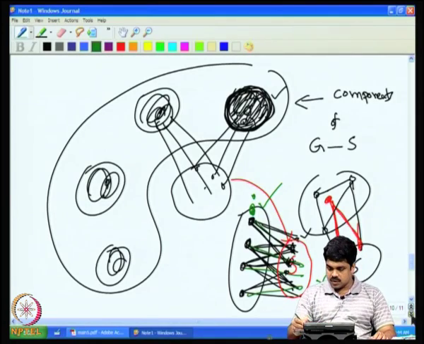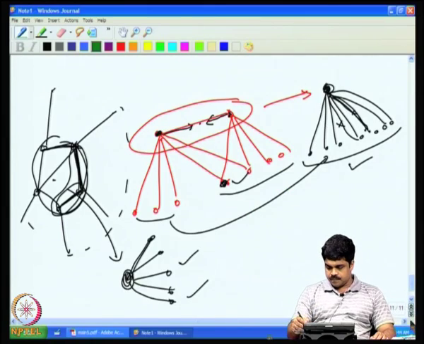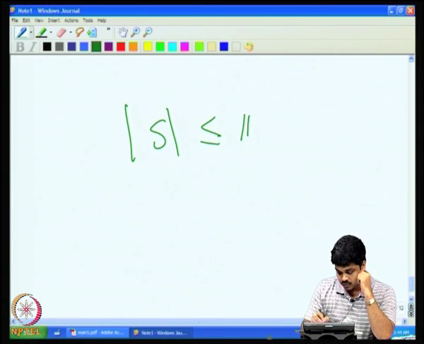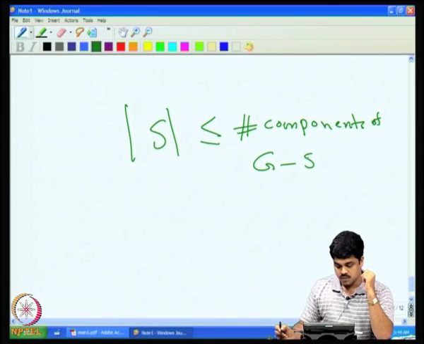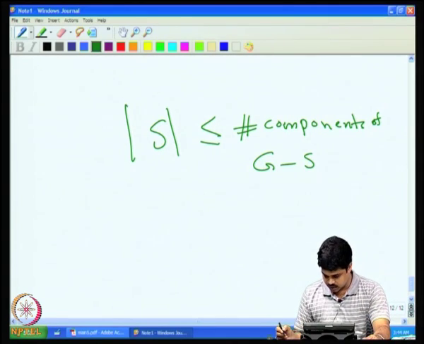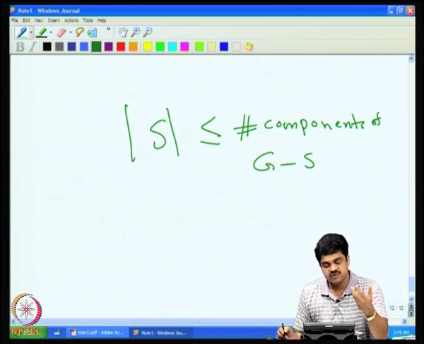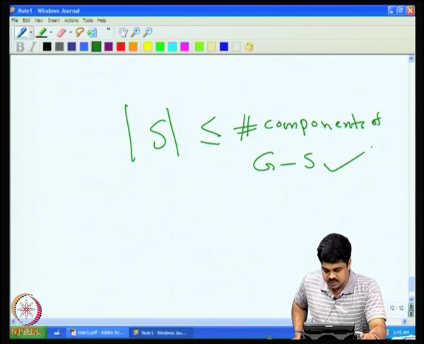So, what we can get from that is the cardinality of S has to be always less than or equal to the number of components of G minus S, isn't it? Why? Because we know that in that bipartite graph we form by contracting each component of G minus S into one vertex and taking S on the other side, S is matchable. That means each vertex of S gets a partner from the other side. So, there should be at least as many vertices as there are in S on the other side, right. So, the number of components of G minus S has to be greater than or equal to the cardinality of S.